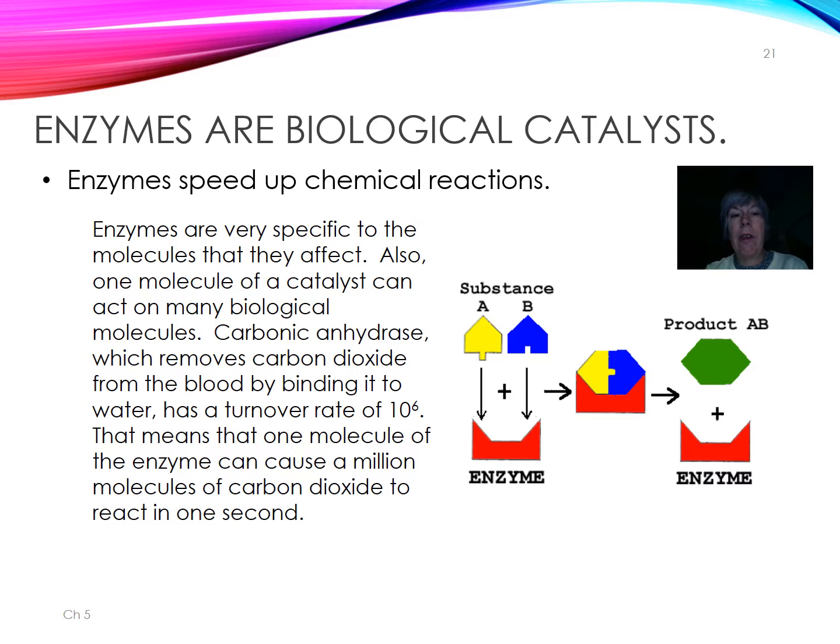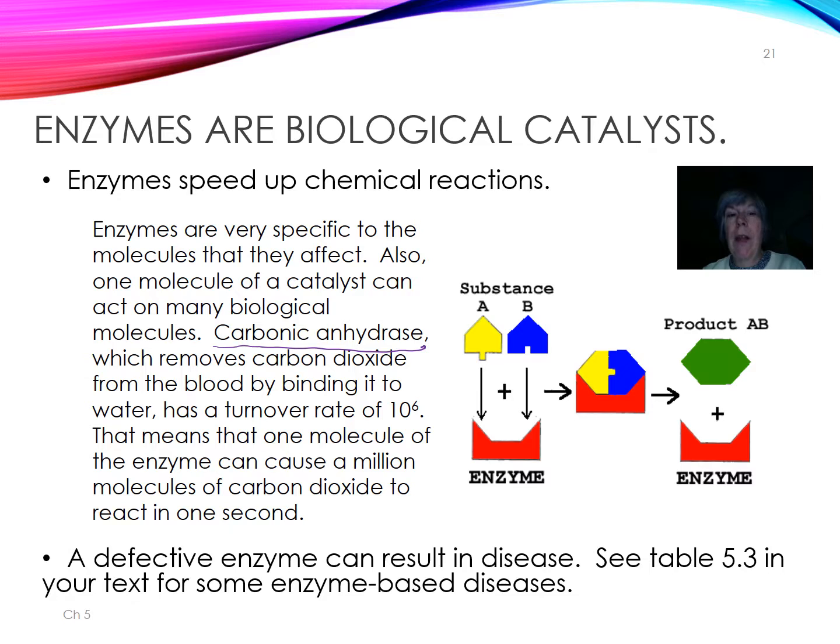Here's an example. There's an enzyme called carbonic anhydrase, and what carbonic anhydrase does is it removes carbon dioxide from the blood by binding it to water. Now, carbonic anhydrase will only work with that carbon dioxide. However, each molecule of carbonic anhydrase will work with multiple molecules of carbon dioxide. So we say that it has a turnover rate of 10 to the 6th power. What that means is that one molecule of this enzyme can cause 1,000,000 molecules of carbon dioxide to react in each second.